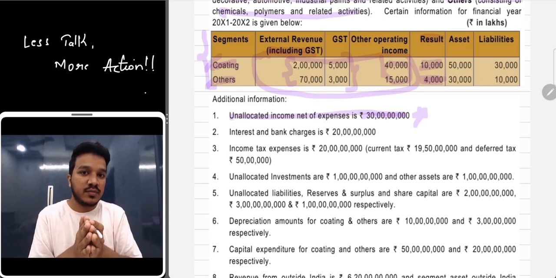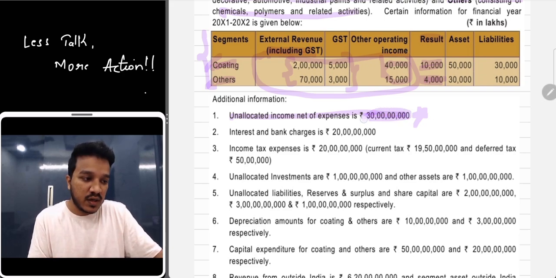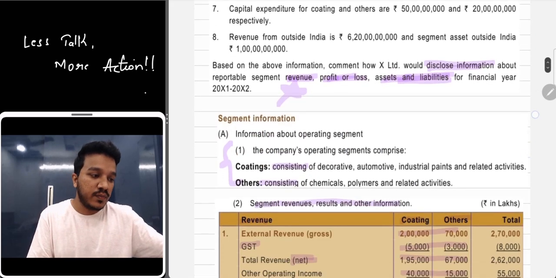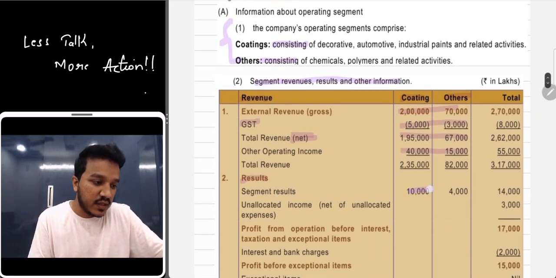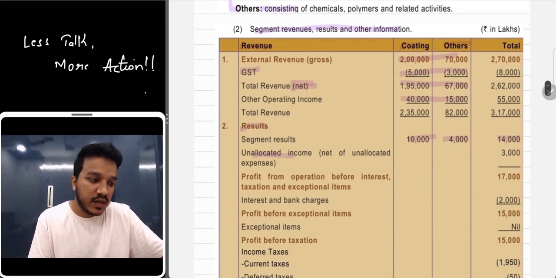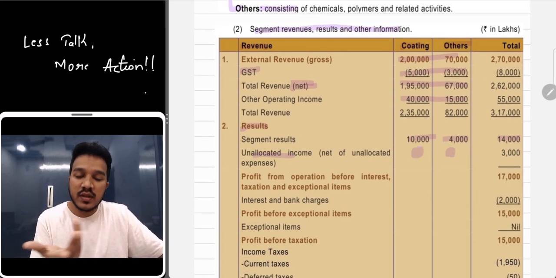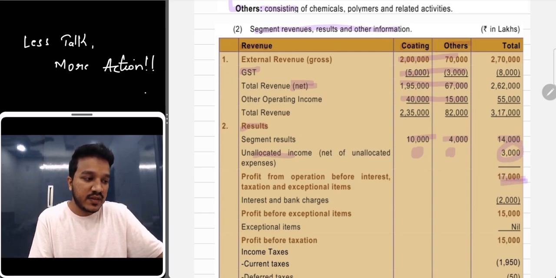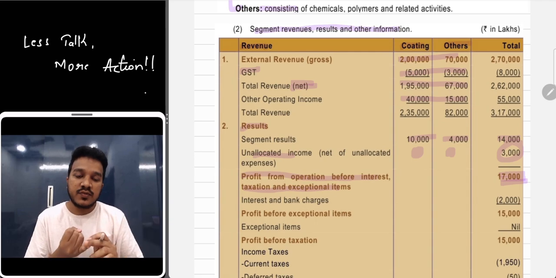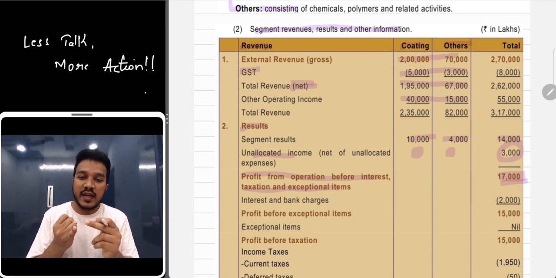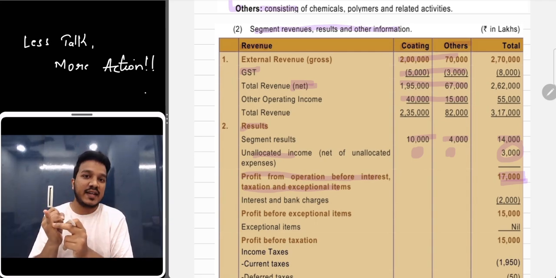Now this unallocated income, there is no bifurcation between coating and others. So you'll directly put this 3000 in the total column. I'll show you. Segment results 10,000 हो गया, 4,000, total 14, perfect. उसमें unallocated income ना, you are not showing anything here because that breakup is not given in the question. Directly you will show in the total column. Total 17 आ गया, तो this 17 is nothing but profits before interest, exceptional items and taxation.